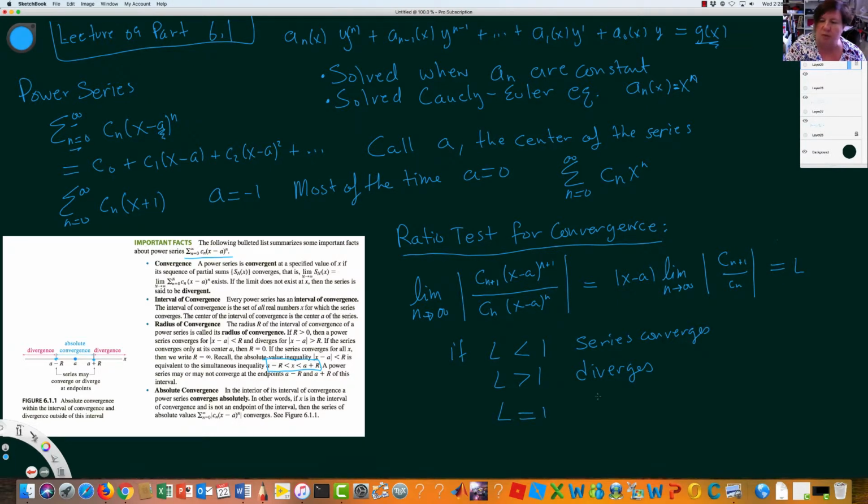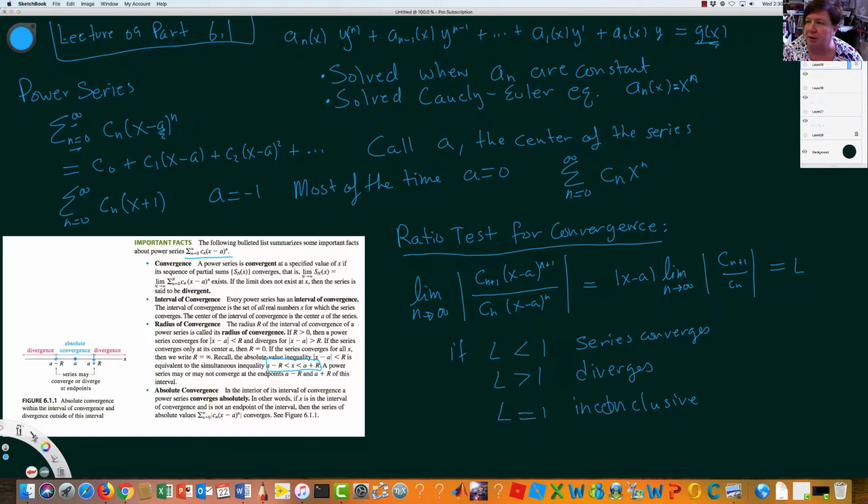Well, if L is equal to 1, then it's indeterminate, right? It can't say anything. Inconclusive test. Okay. All right, so that's the ratio test. Okay. All right, well, let's see an example of this.